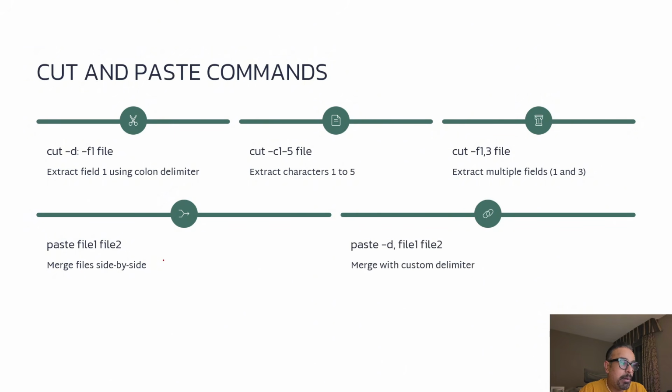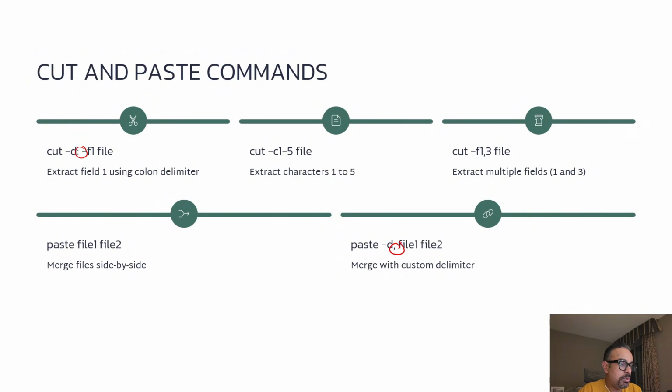Then comes the paste command with options. paste -d file1 file2 merges file 1 with file 2 using a custom delimiter, and the D option lets you specify any delimiter that you want. Right now over here, the delimiter is a comma. In the earlier example the delimiter was colon. So D stands for providing a delimiter, and here we have provided a comma, making it useful for creating CSV files from separate data sources.